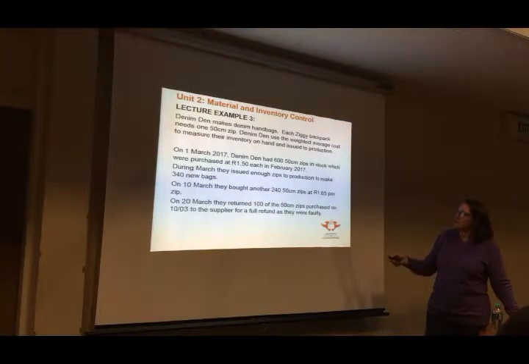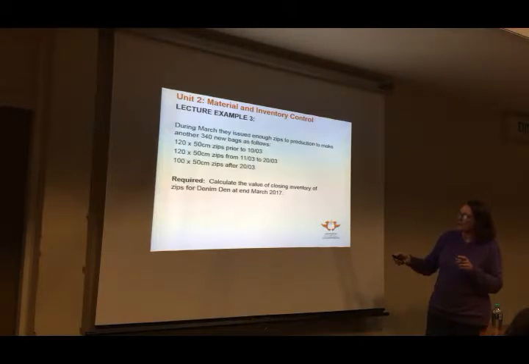Right. On the 10th of March, we bought another 240 50-centimeter zips. On the 20th of March, we returned 100 of the zips to the supplier. But now you see, this information is not being given to you in date sequence. So I'll show you why now. So we bought another 240 on the 10th of March, and on the 20th of March, we returned 100 to the supplier. But it's 100 that we purchased at 1.65.